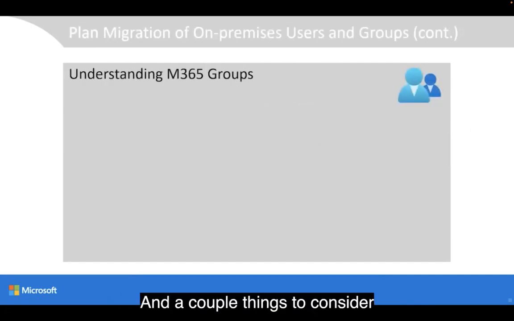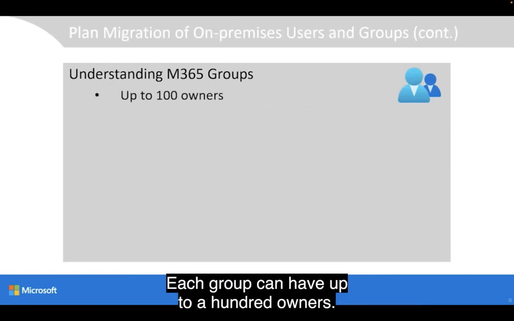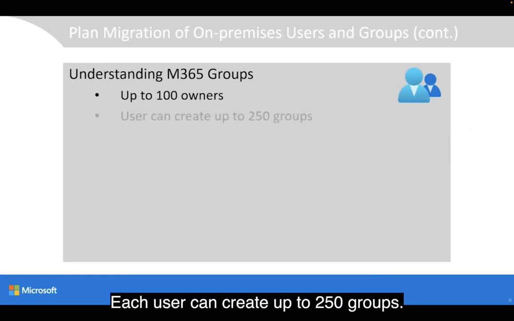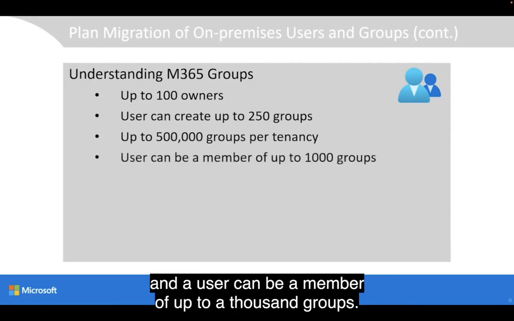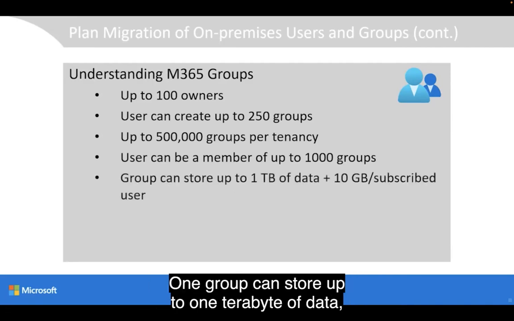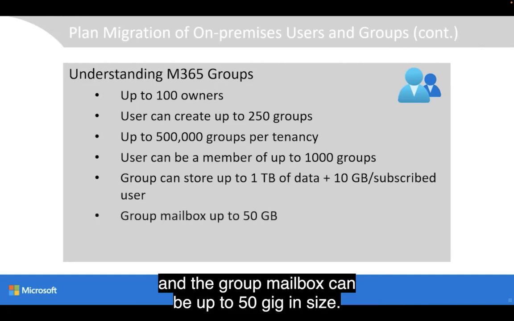And a couple of things to consider when you're creating Microsoft 365 groups. Each group can have up to 100 owners. Each user can create up to 250 groups. You can have up to 500,000 groups per tenancy, and a user can be a member of up to 1,000 groups. One group can store up to 1 terabyte of data plus 10 gig per subscribed user, and the group mailbox can be up to 50 gig in size.